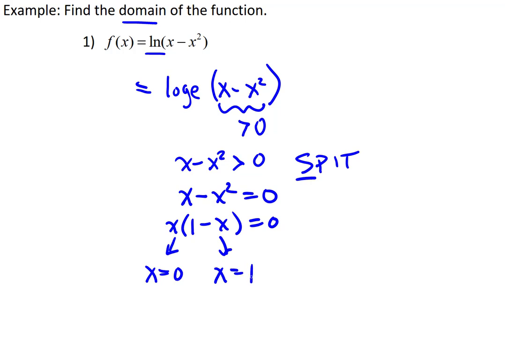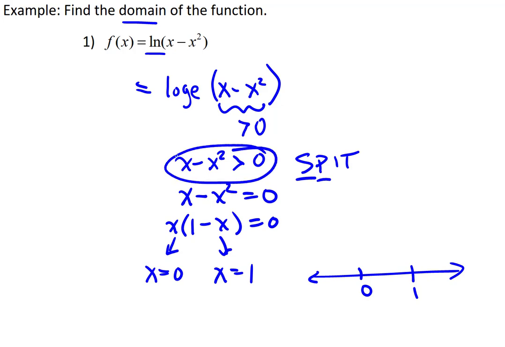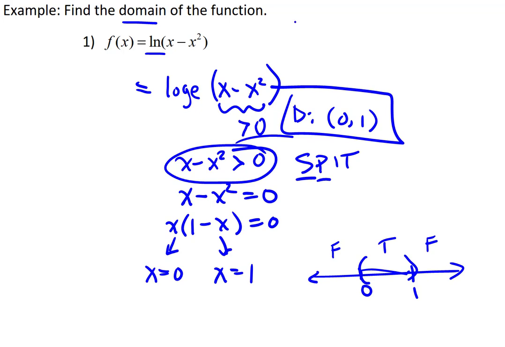And in those cases, remember, the next step is to plot our solutions. That's P for plot. On the number line, we'll put them in order, so 0 and 1. And then we have to test around them. We're going to test this original inequality, and we could utilize a calculator to help us speed this up a little bit.